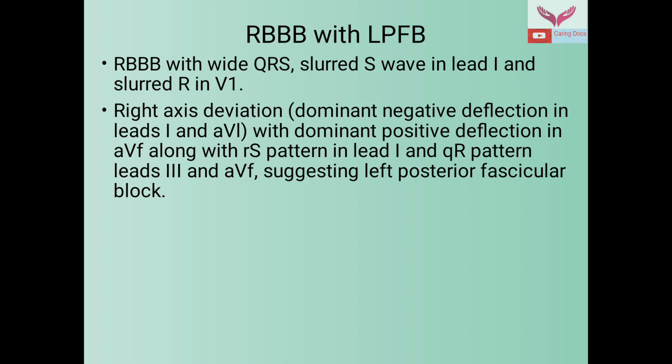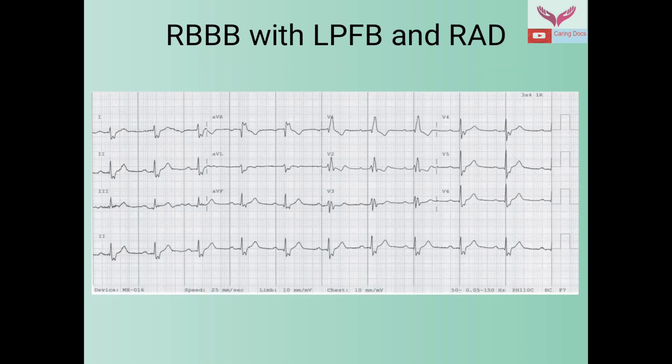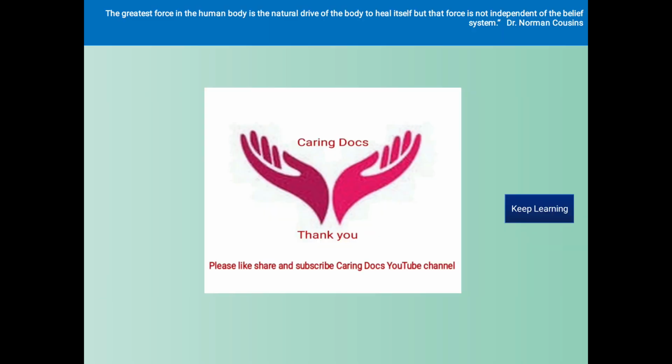The right bundle branch block with left posterior fascicular block. Here we get wide QRS, slurred S wave in lead 1 and slurred R wave in V1. The right axis deviation with dominant positive deflection in AVF along with RS pattern in lead 1 and QR pattern in leads 3 and AVF, suggesting the left posterior fascicular block. So here we can see the right bundle branch block with left posterior fascicular block and right axis deviation.